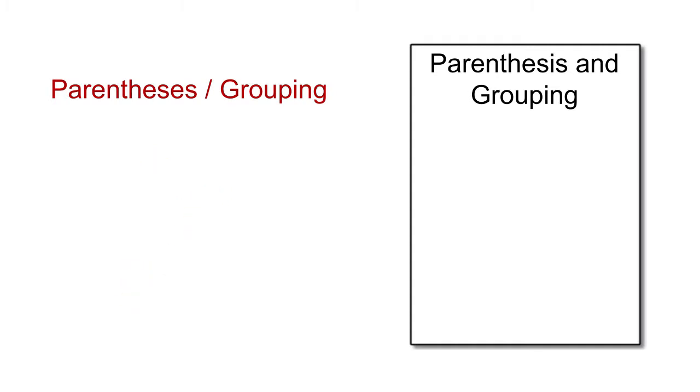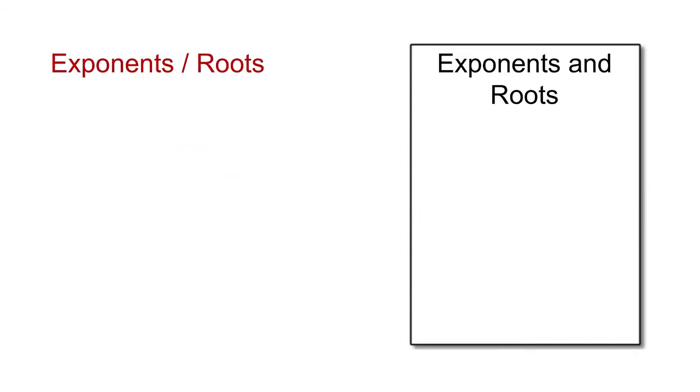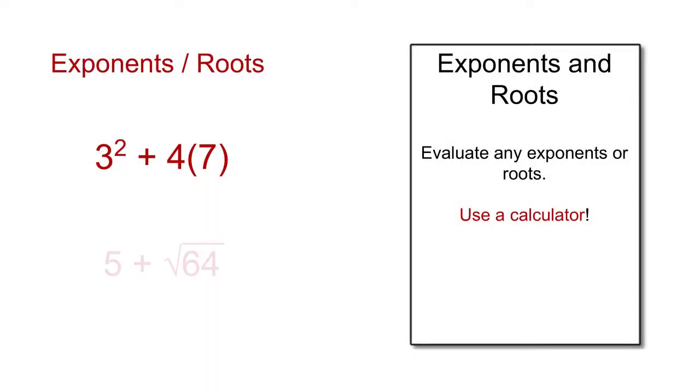The fraction symbol is also a grouping operator. For example, 9 plus 3 over 8 minus 2 means that we are to do all of the operations on top, the 9 plus 3, then all of the operations on bottom, 8 minus 2, before completing the rest of the evaluation process. If there are multiple operations in the grouping operator inside the parentheses or on the top or bottom of the fraction, follow the order of operations for those operations in the grouping function. After the grouping functions are taken care of, evaluate any exponents or roots. We will learn more about these later on.